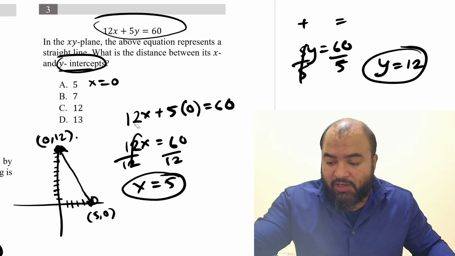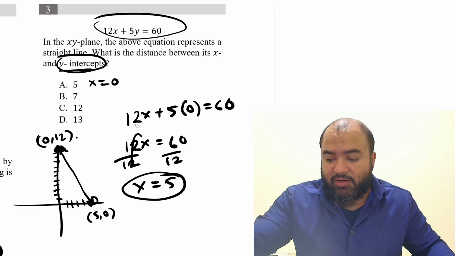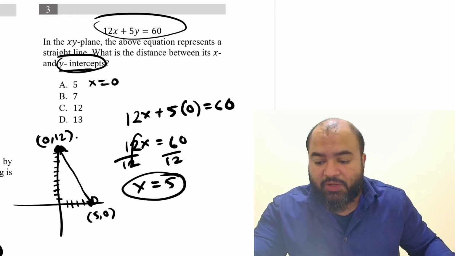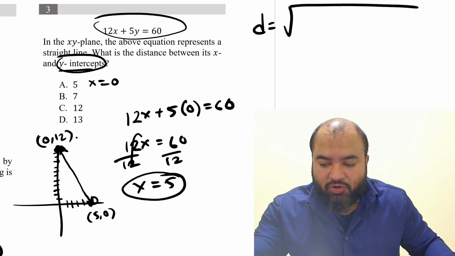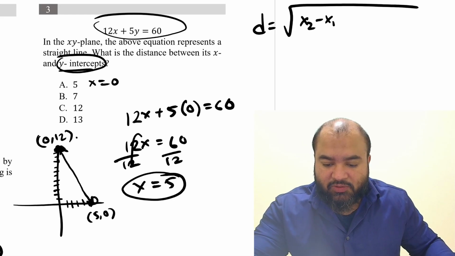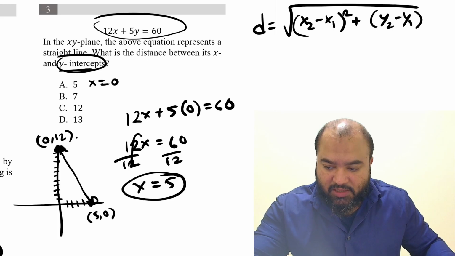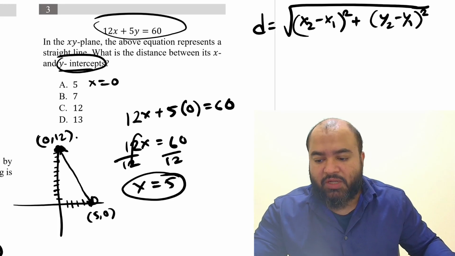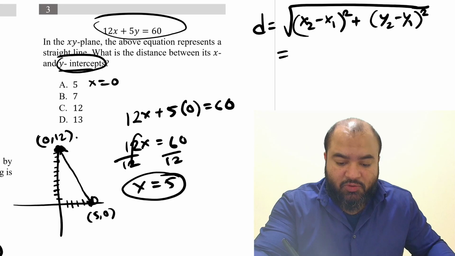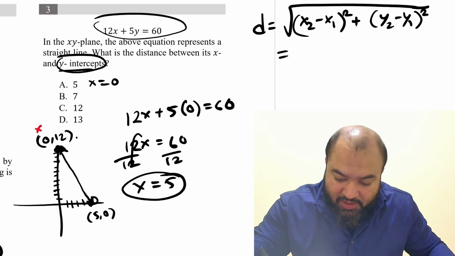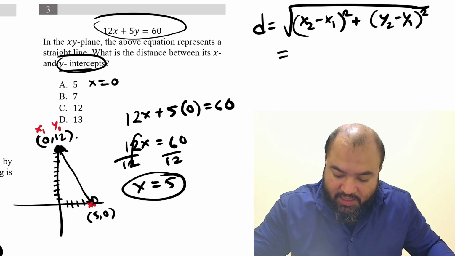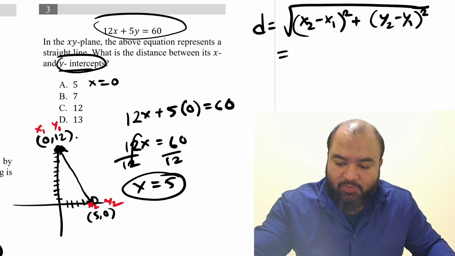There's a distance formula which you should learn. We're going to be using it later in the advanced questions too. So distance equal to square root of x2 minus x1 squared plus y2 minus y1 squared. That's the formula. Now, what is x2, y2? You can label them. I'm going to call it x1, y1, x2, y2. Now just plug it in.